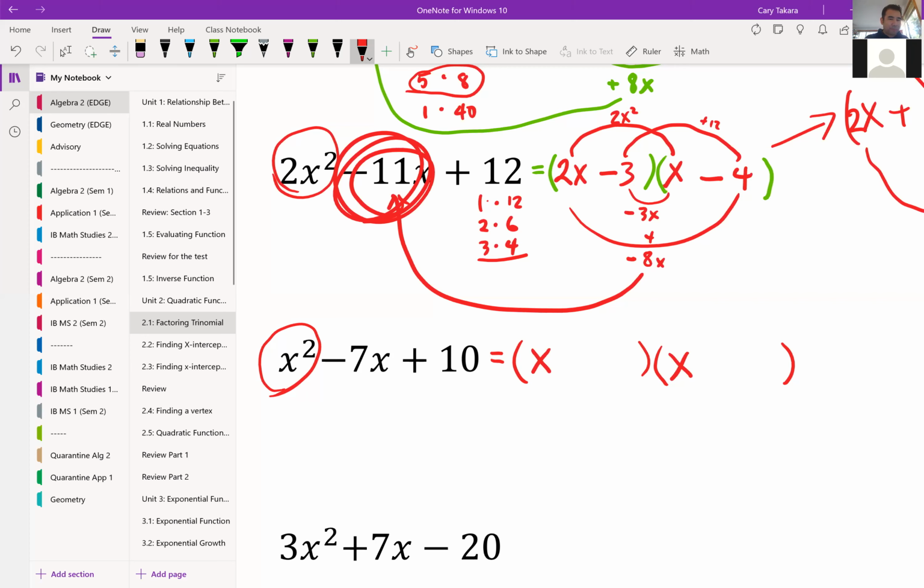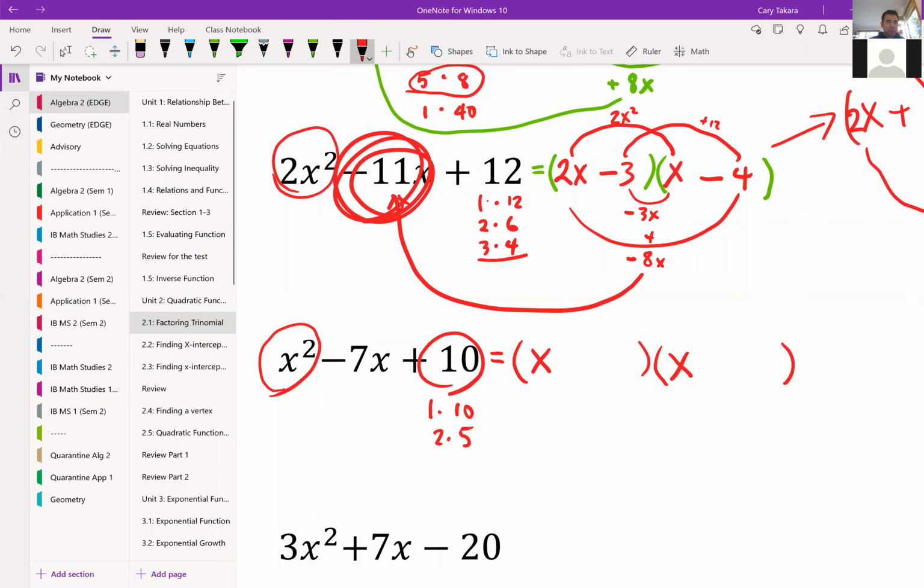Next step, you're going to skip the middle term, but look at this positive 10. You're going to ask yourself, what times what gives positive 10? There are two possibilities, 1 times 10 and 2 times 5. No decimals. Factoring will not use rational numbers, fractions, decimals. Just whole numbers, integers. So 2 times 5.